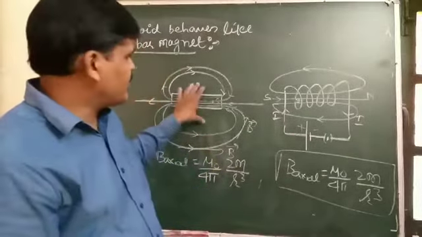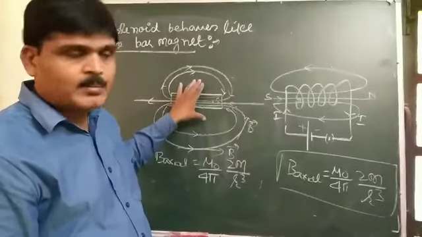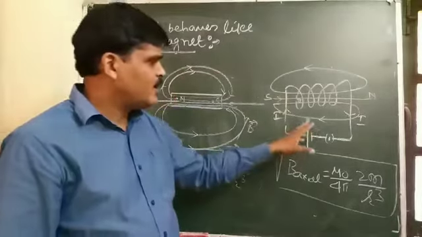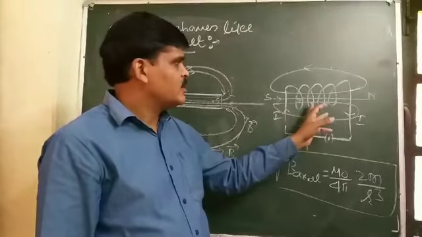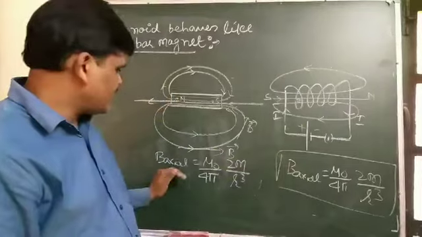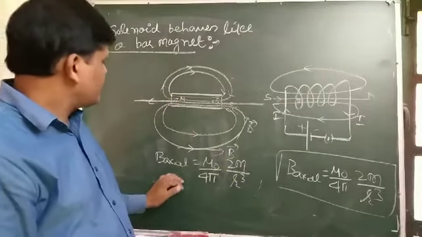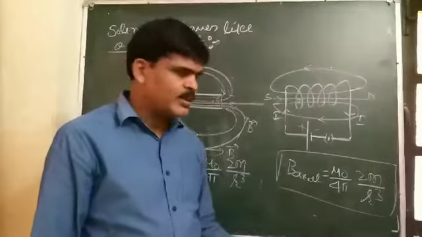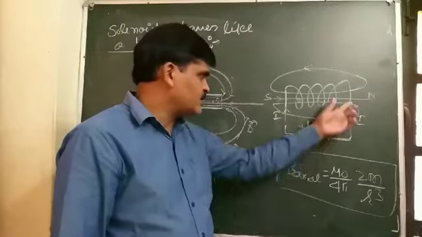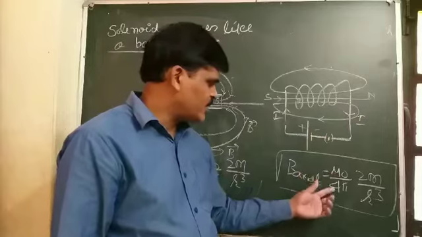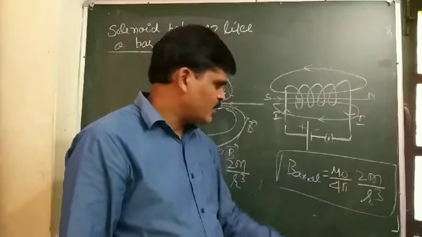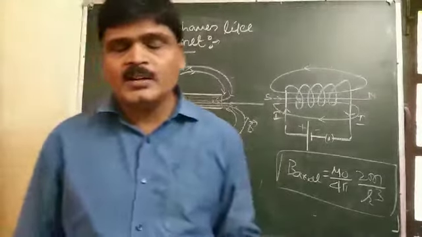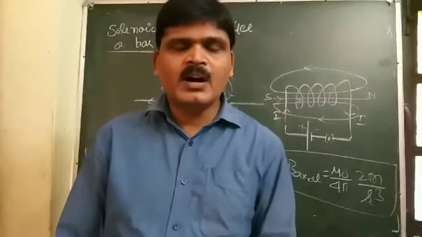All the magnetic field pattern lines of a bar magnet are fulfilled by the current carrying solenoid, and the magnetic field on the axis of the bar magnet, mu naught by 4 pi 2m by r cube, is the same as the magnetic field obtained on the axis of a current carrying solenoid, mu naught by 4 pi 2m by r cube. So we can say that a solenoid behaves like a bar magnet.